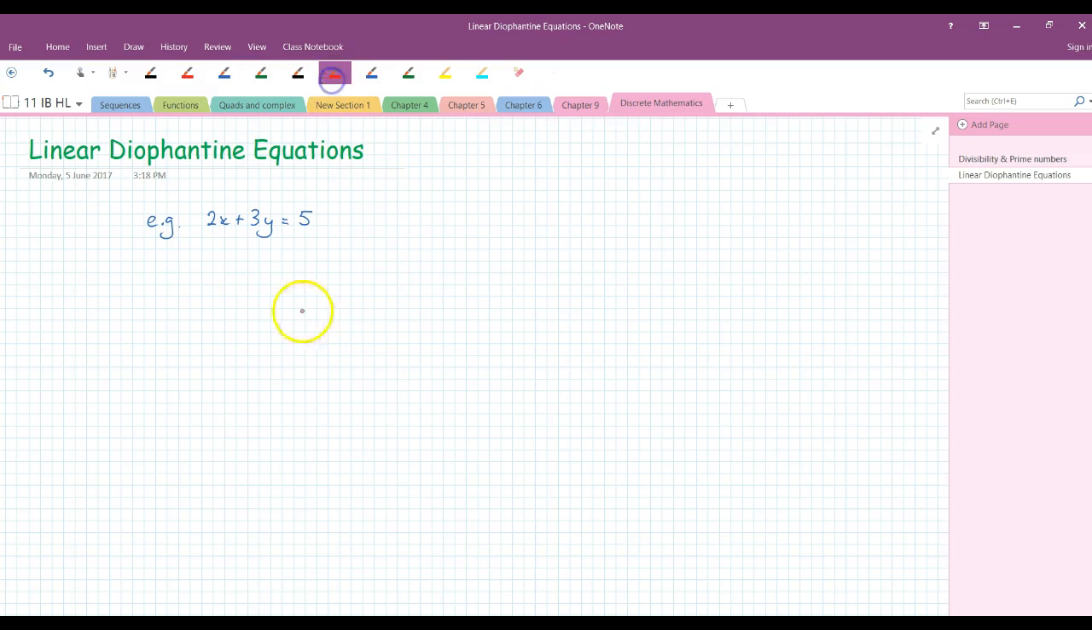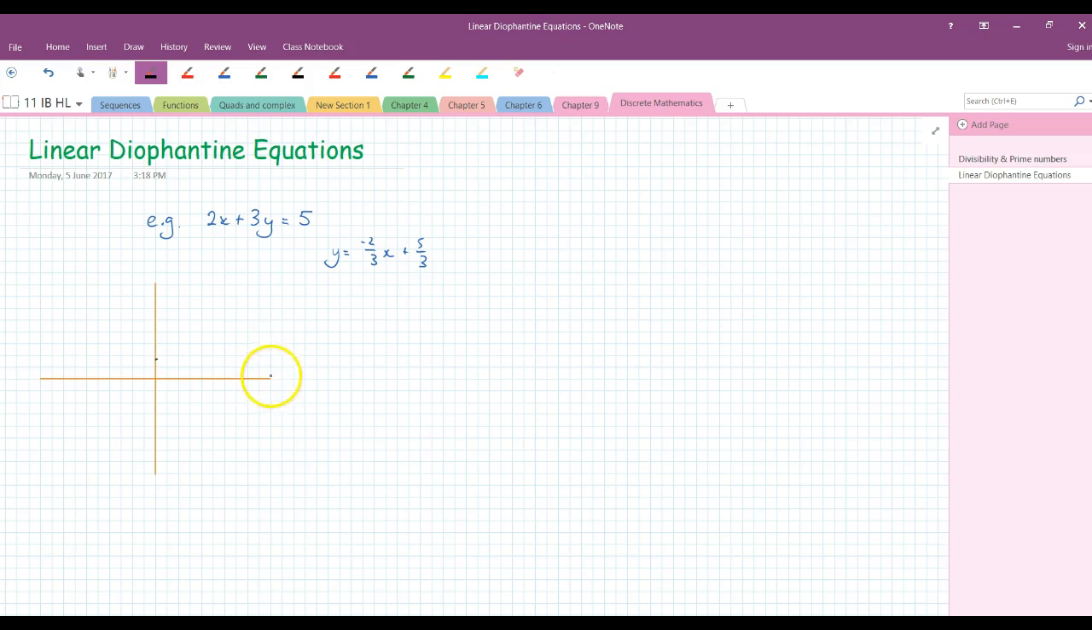So if we were to concern ourselves with this momentarily, I've drawn the grid lines on this page just so that I can highlight the point. We could turn this into y equals and work out the gradient from that, and in this case it would be minus 2/3 x plus 5/3. So we'd go to 5/3, which is 1 and 2/3, and we'd put a marker down there.